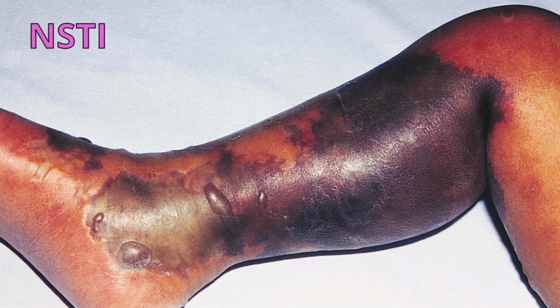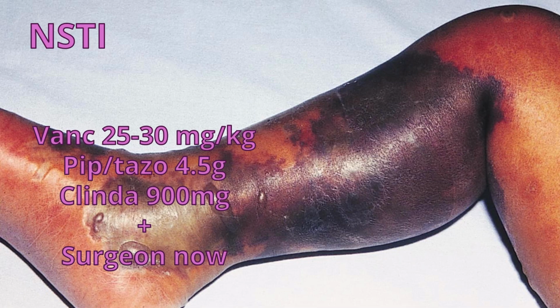Moving on to the sixth and final topic I want to discuss, necrotizing soft tissue infections. There are a few regimens that you can use to treat this, but we'll start with the most common one: vancomycin at a higher dose, 25 to 30 mg per kg, along with pip/tazo and clindamycin 900 milligrams to prevent exotoxin release. And call your surgeon now, do not wait on imaging.